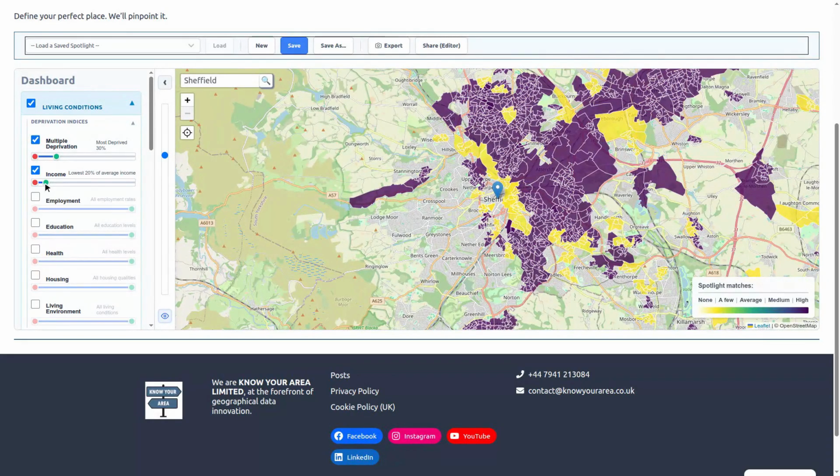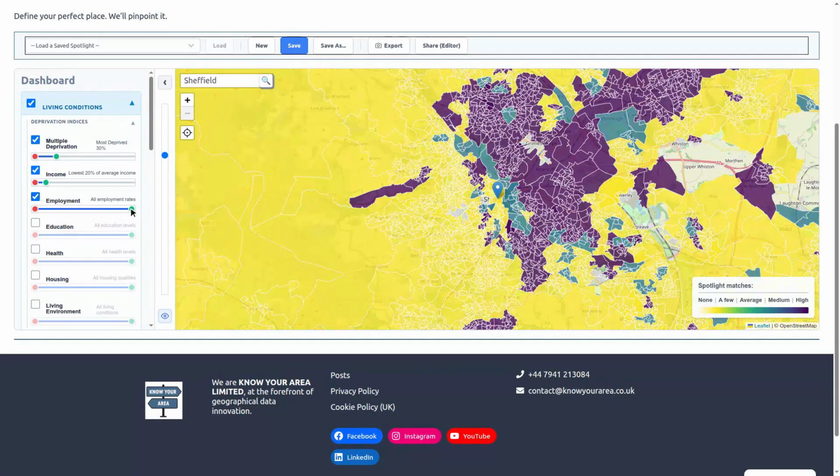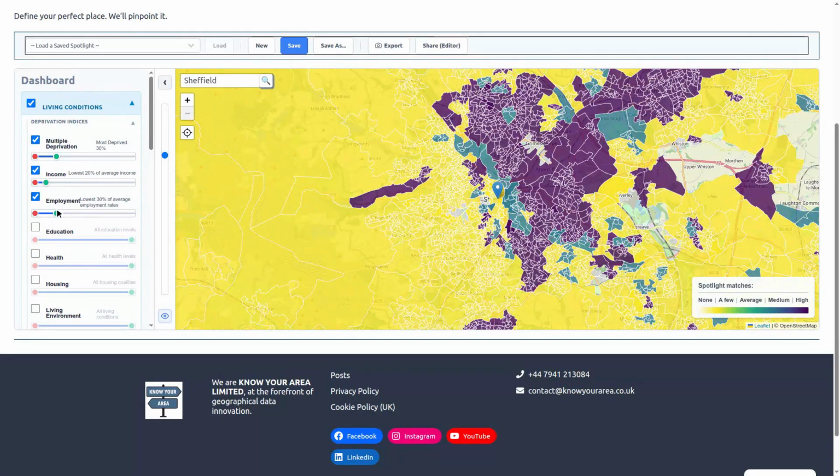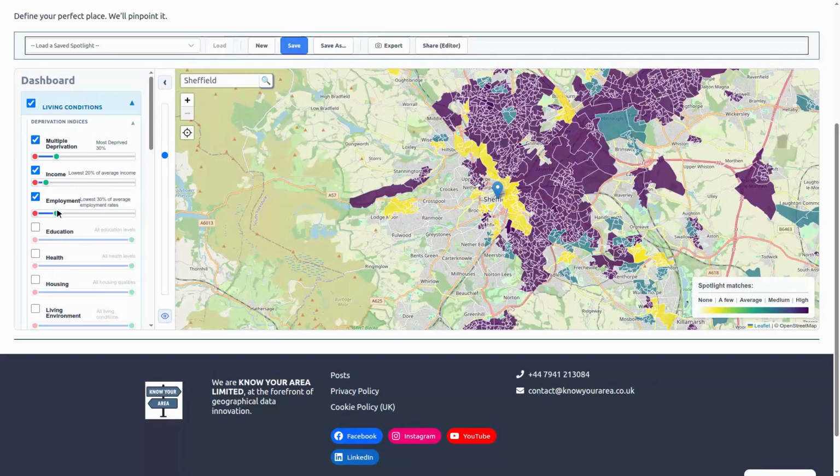Let's push further. We'll enable employment and adjust it to isolate the lowest 30% of local employment rates. Now we have three shades of colour, and our ultimate hotspots, the absolute darkest zones on your screen, are starting to contract.